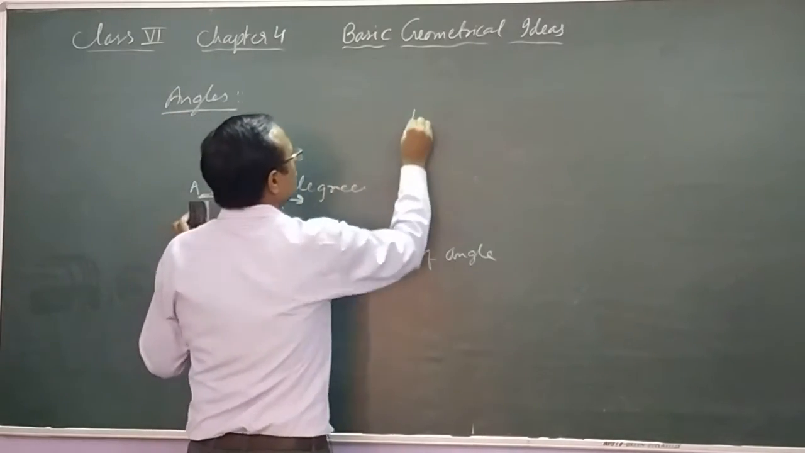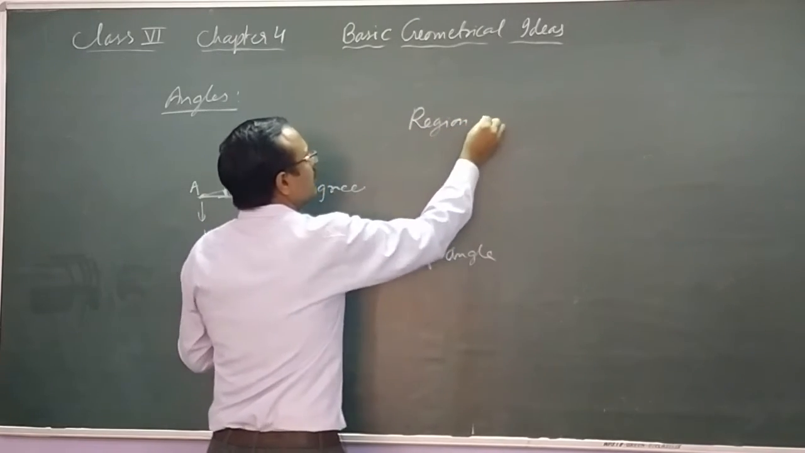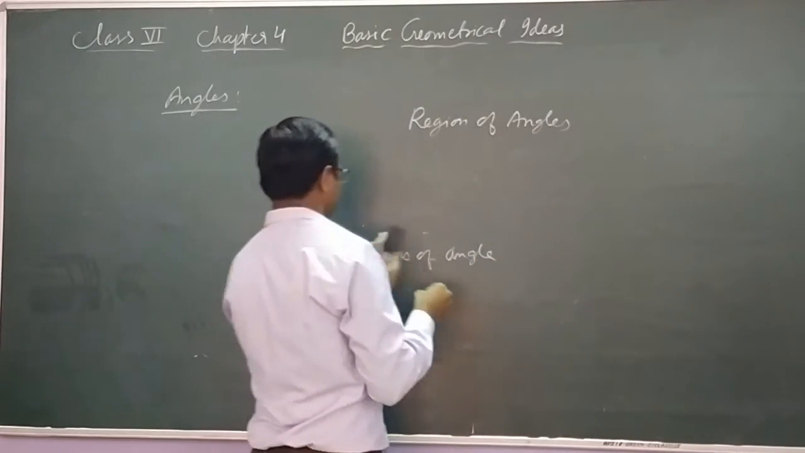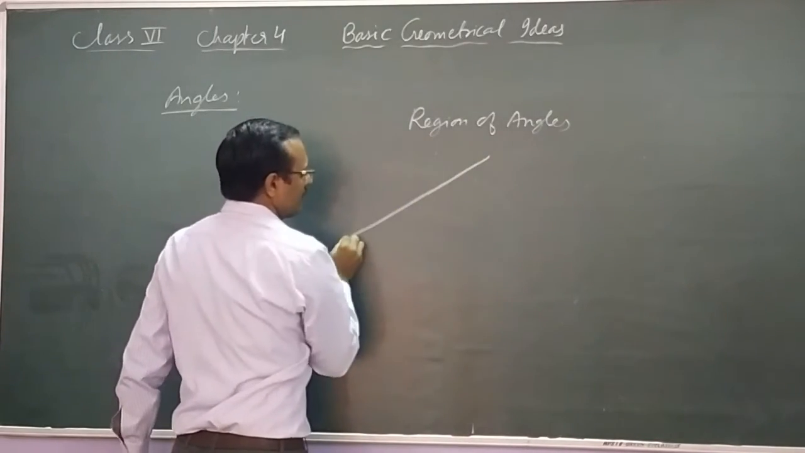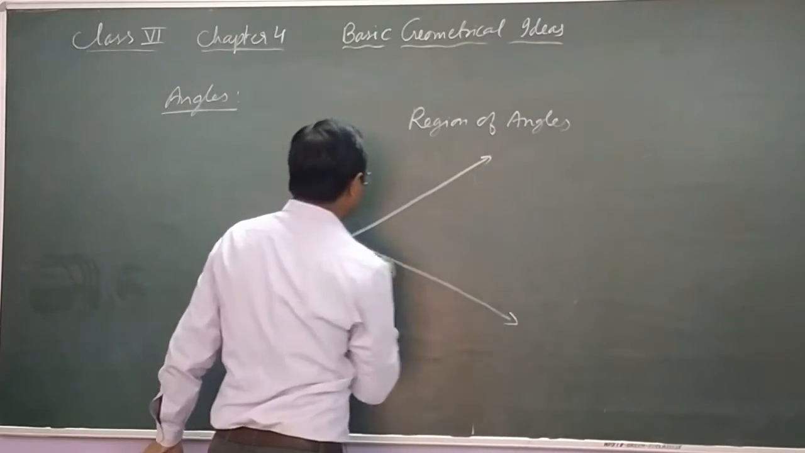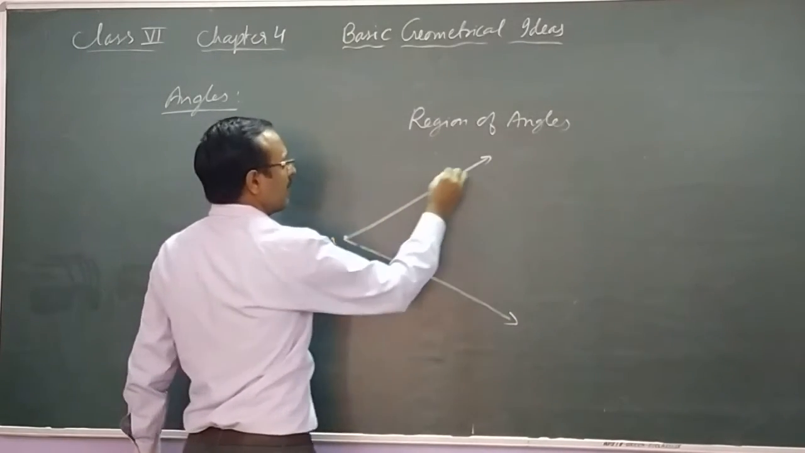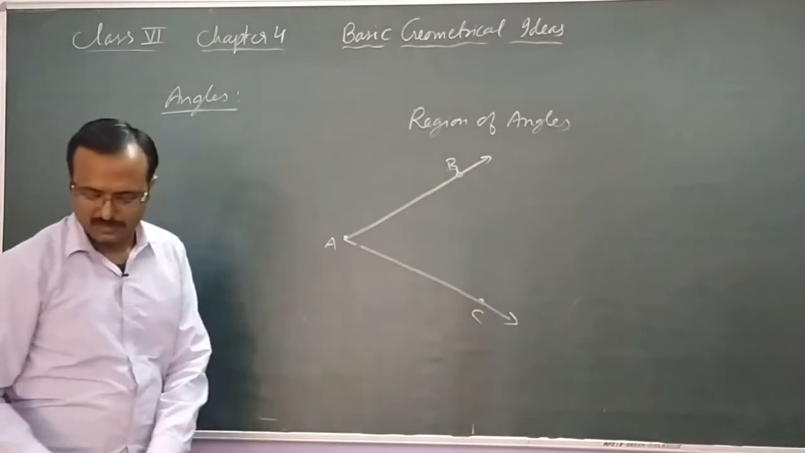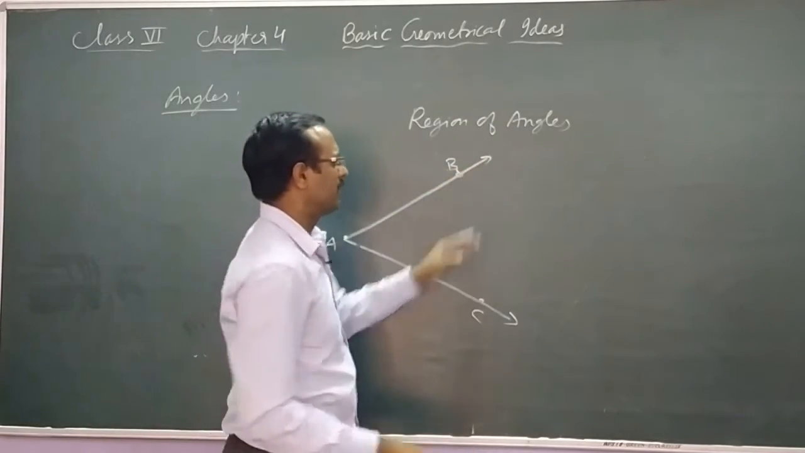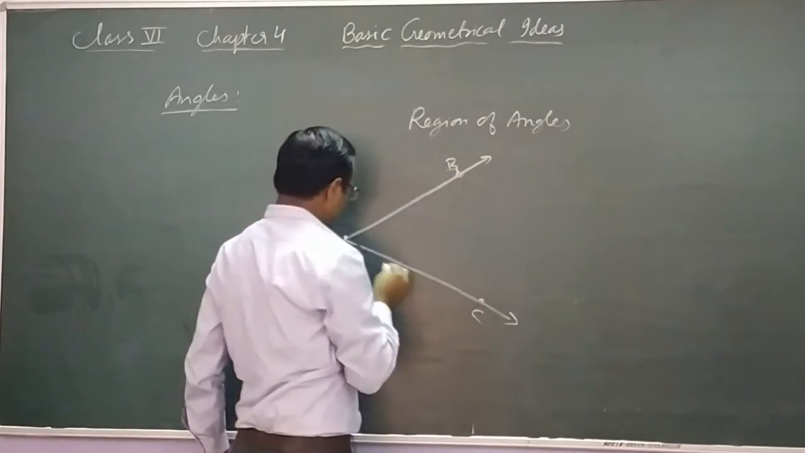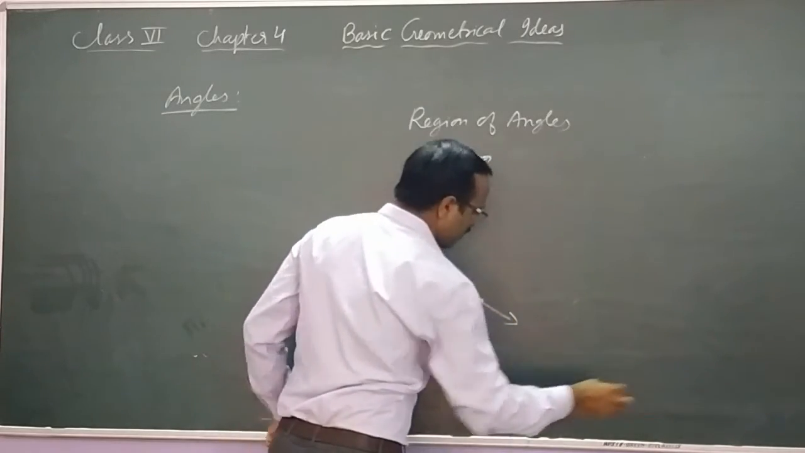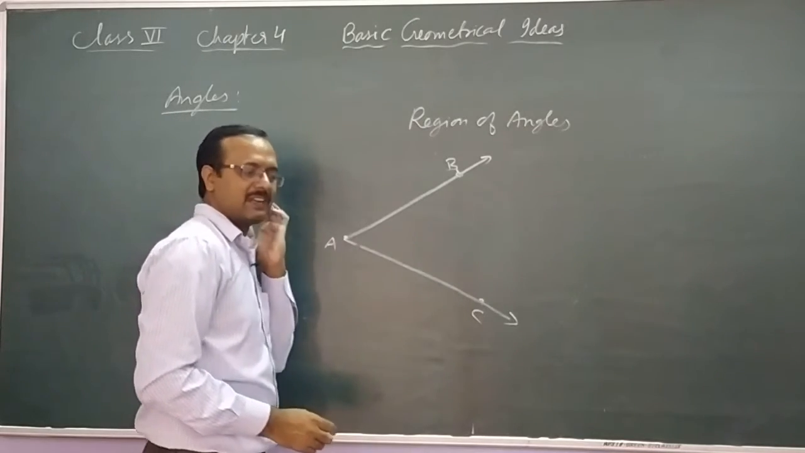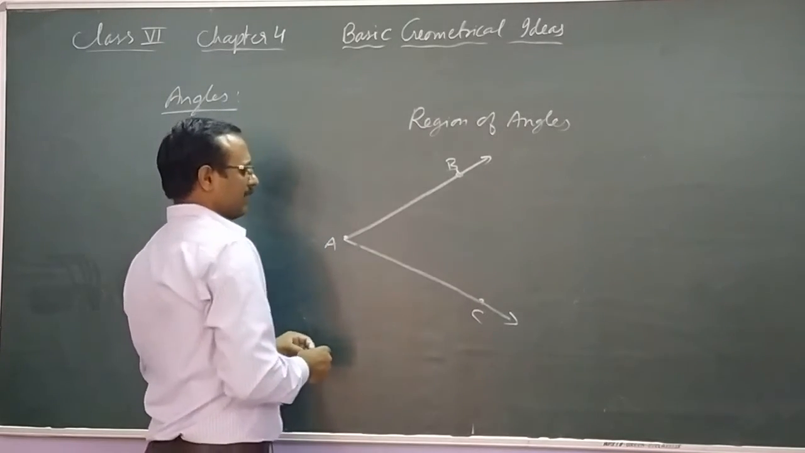What are the regions of angles? If I draw an angle like BAC, you can see this ray will not stop here, it may go up to infinite. Similarly AC, this ray will go up to infinite. So how to check whether the point is lying inside the angle, outside the angle, or on the angle?